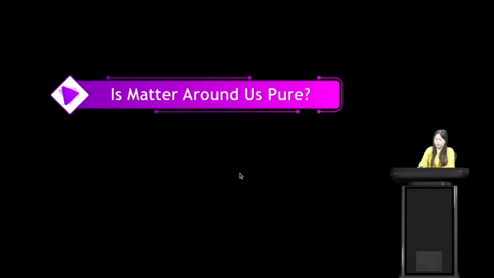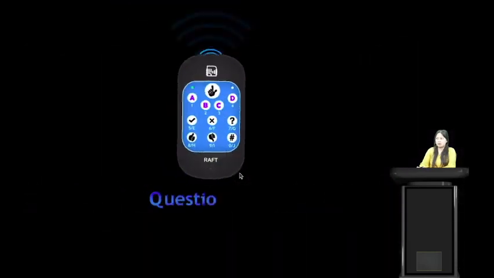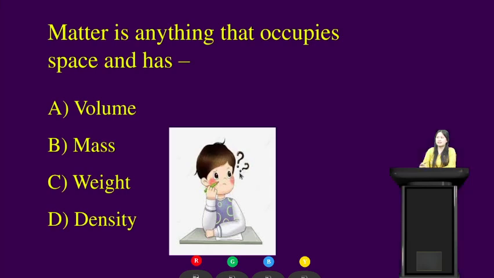We have discussed in our previous class matter in our surroundings, correct? So do you recall what is matter? Yes, students, we have the first question for today. Please get your rough devices ready and respond to this question. Matter is anything that occupies space and has dash. I'm giving you 15 seconds for this question. Your time starts now. Option A is volume, option B is mass, option C is weight, and option D is density.